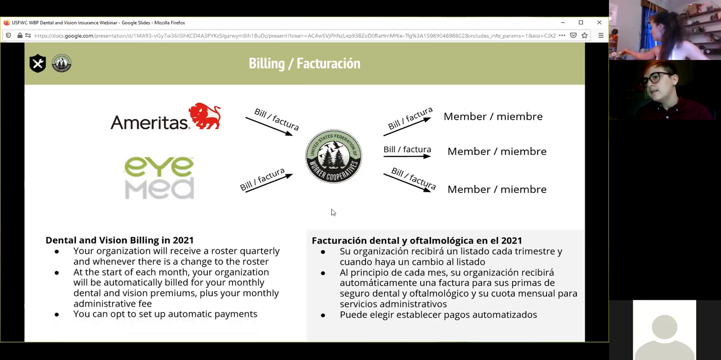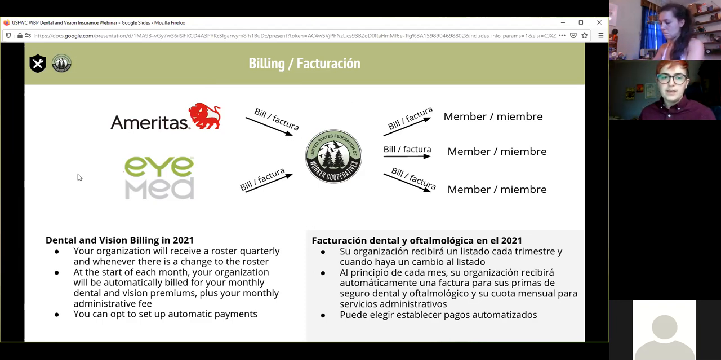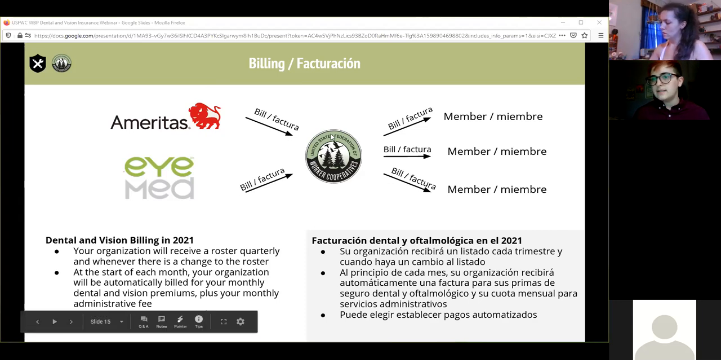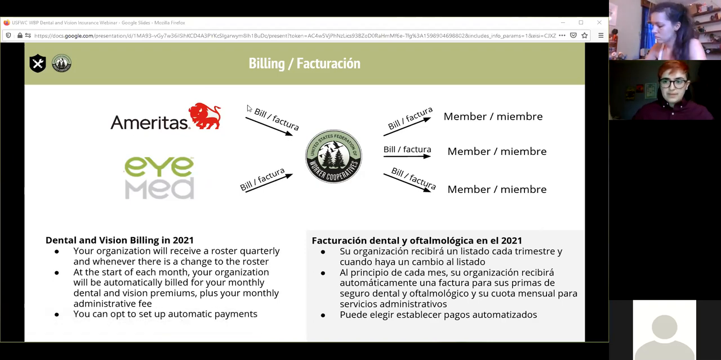So billing. Billing is going to operate a little bit differently in 2021 from how it's been operating, just to streamline things. So the way that billing works and has been working is that, like I said, we have the big group that is the Federation group that is enrolled in the Emeritus plan for dental and IMED plan for vision benefits. And so each month we receive a big bill from each of these companies for the premiums for these insurances for every member in the worker benefits program that is enrolled.